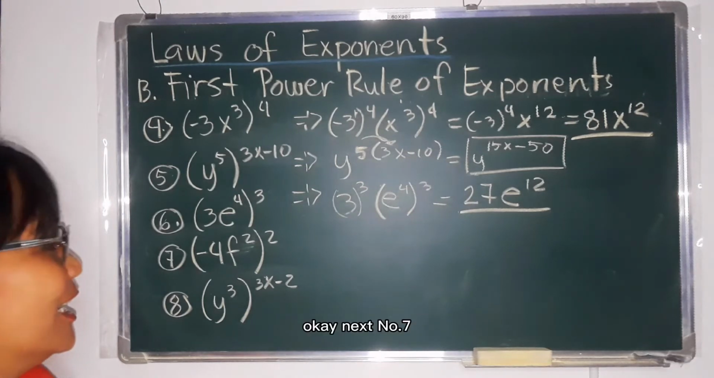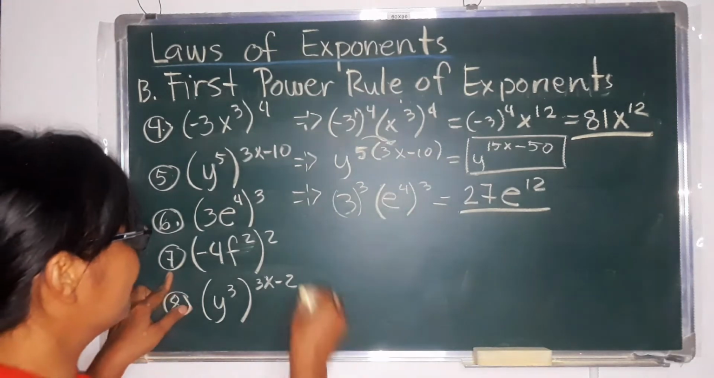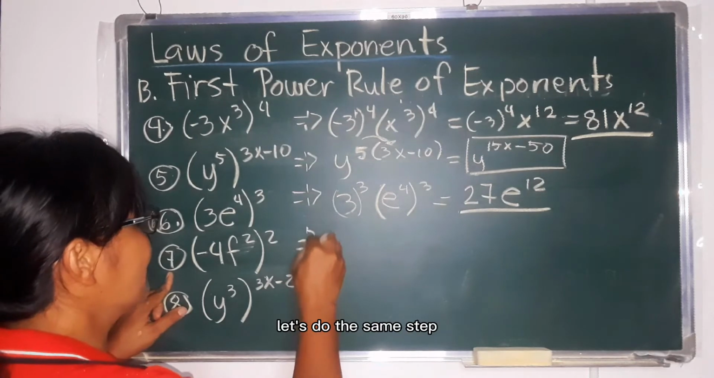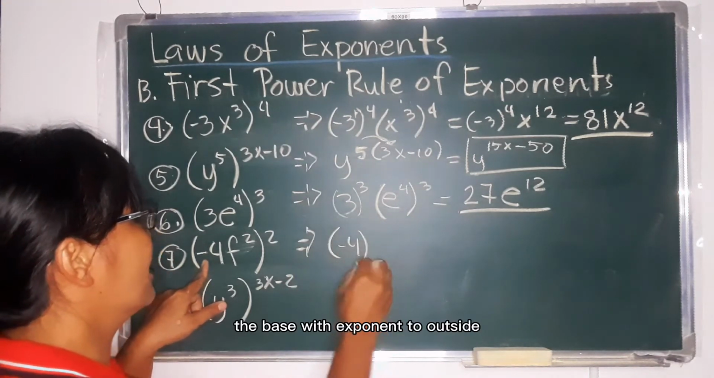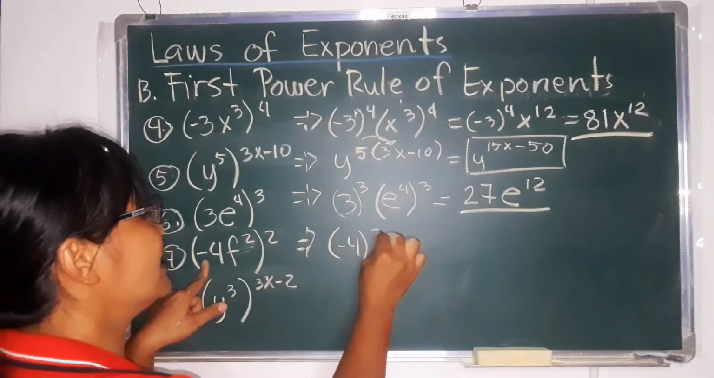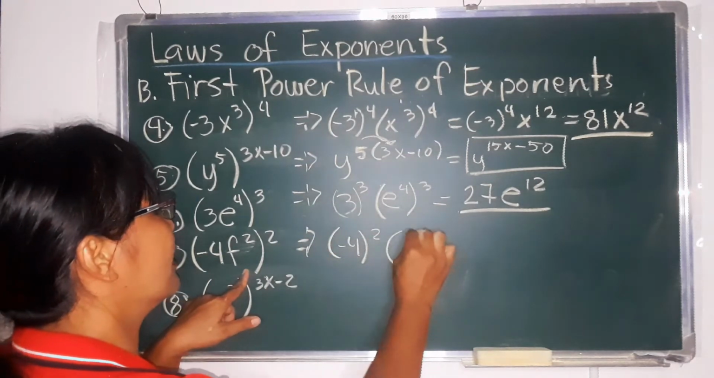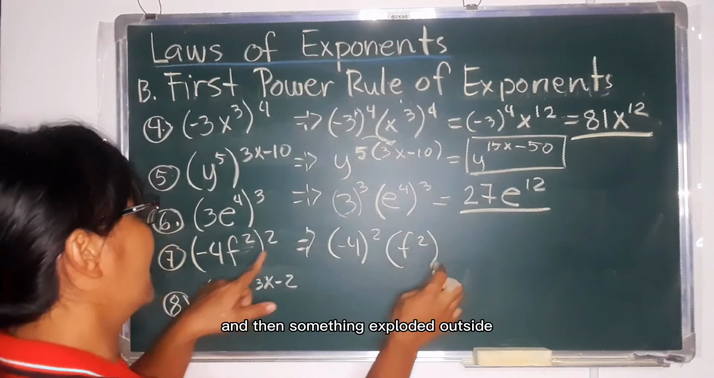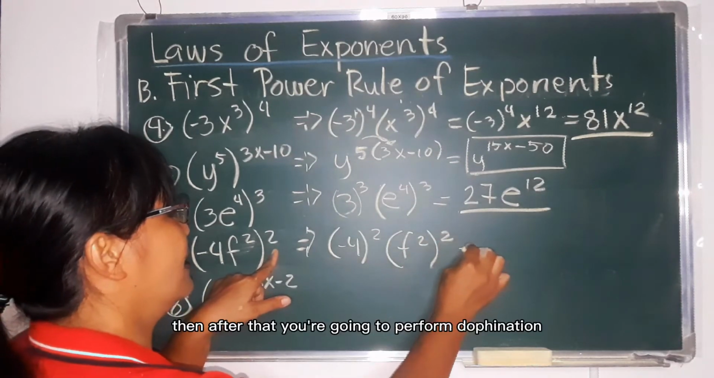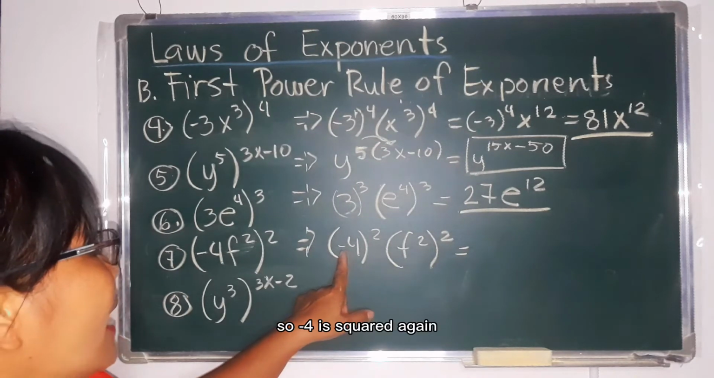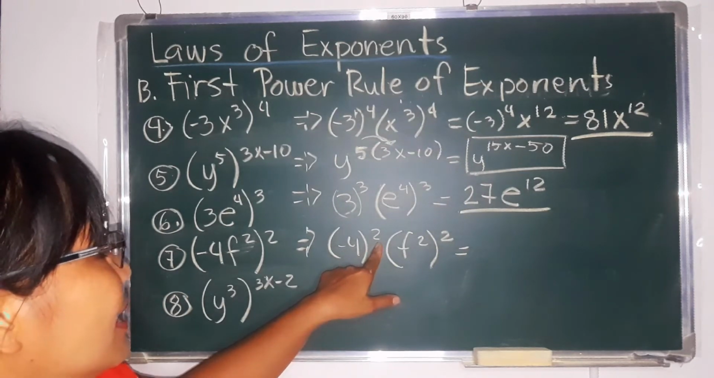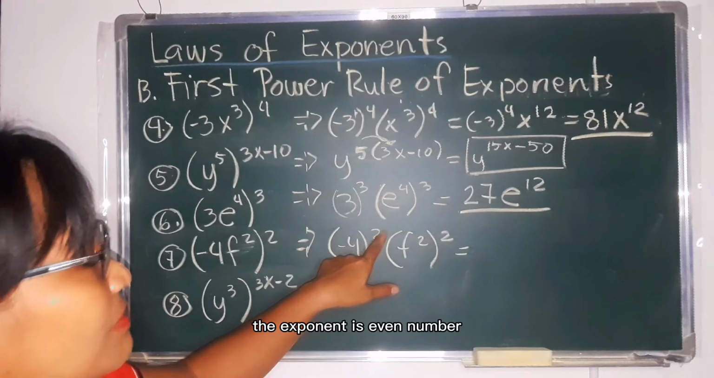Okay, next, number 7. Let's do the same step. So, negative 4 squared, copy the base with the exponent 2 outside. And then f is squared, and then copy the exponent outside. Then after that, you're going to perform the operation. So, negative 4 squared again. The exponent is an even number.